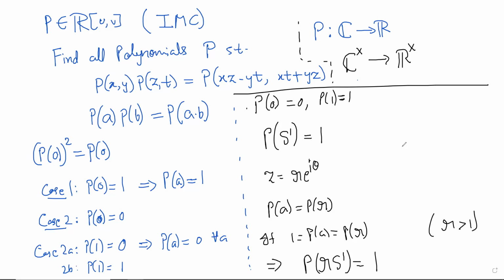Oh, no, but the R is fixed, right? So how does it go to 0? Oh, sorry. 1 by R. Ah, 1 by R.